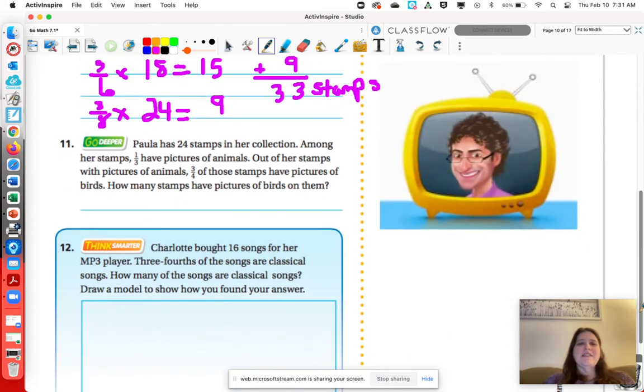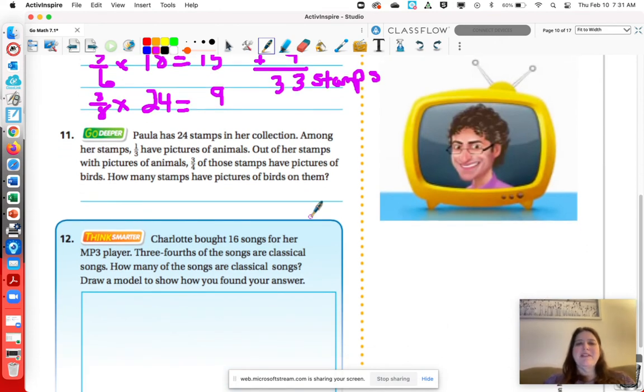Going down, let's look at Paula has 24 stamps in her collection. Among her stamps, 1/3 have a picture of animals. Out of her stamps with pictures of animals, 3/4 of those stamps have pictures of birds. How many stamps have pictures of birds on them? This is the go deeper one.